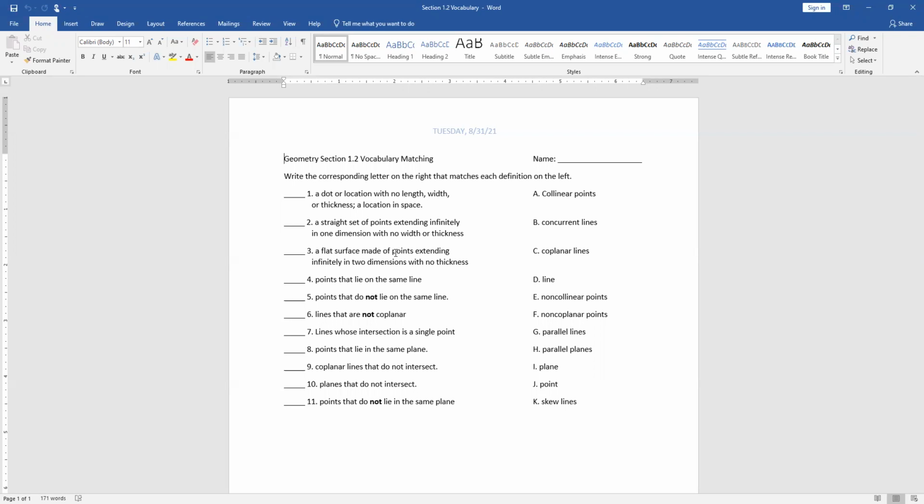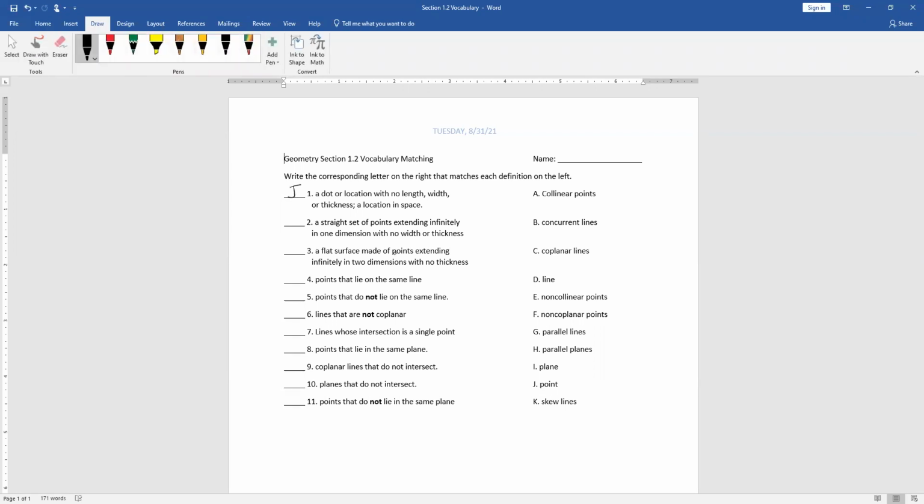All right, so number one, a dot or location with no length, width, or thickness, a location in space. Hopefully we figured out that that is a point, J. A straight set of points extending infinitely in one dimension with no width or thickness. Again, that's our line. Number 3, a flat surface made of points extending infinitely in 2 dimensions with no thickness. Think of it again like a sheet of glass. It's a flat surface, very two-dimensional. That's our plane.